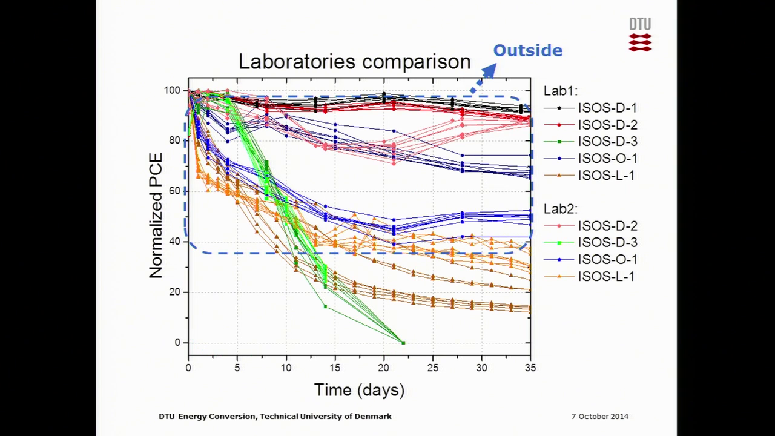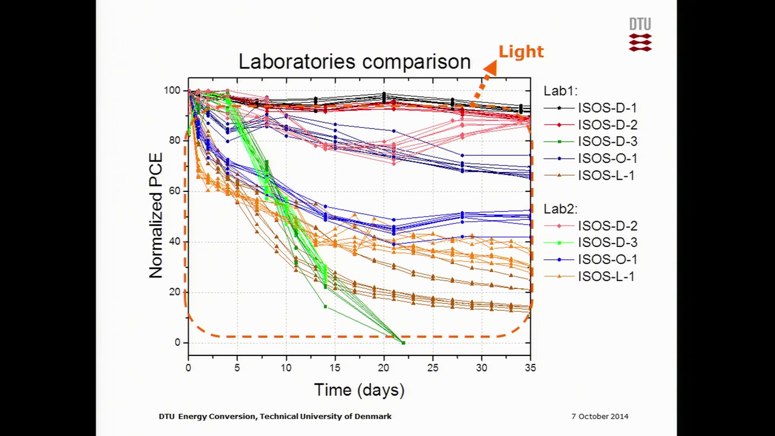For the outside tests, O1, we have for laboratory 2 these curves, all the modules going the same way. For laboratory 1, the darker blue. And here, of course, these are outside tests, so you have different weather in both places. They are following a smooth degradation in laboratory 1 and a little bit more accentuated degradation in laboratory 2.